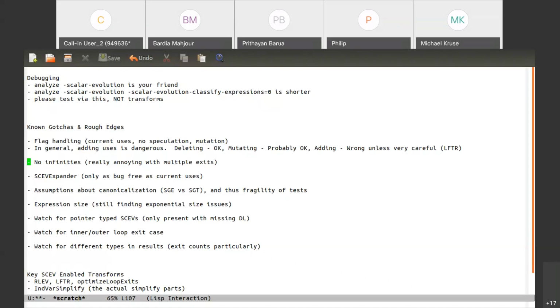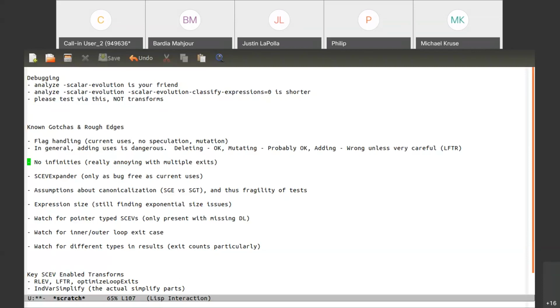Some other simple gotchas come up on a regular basis. I mentioned the pointer type SCEVs if you don't have data layouts. Another one to be aware of is that because you're asking many of these questions in the context of a particular loop, if that loop is contained inside of a loop nest, you may find yourself doing transformations that aren't legal for the loop nest, even though the fact about the particular loop was valid.